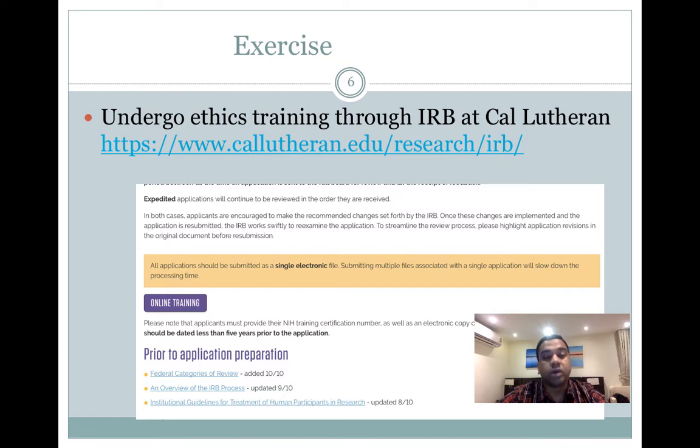But this is well worth certifying because once you do the certification, you can actually conduct proper research and it will be valid for 5 years. You can conduct research anywhere. So I'd encourage all of you to do this. This is not required, but I'd certainly encourage you to undergo this ethical training.